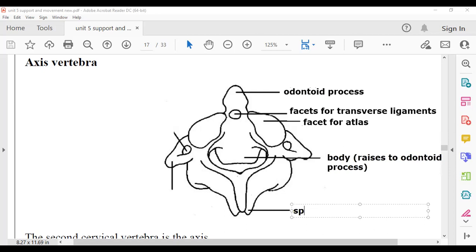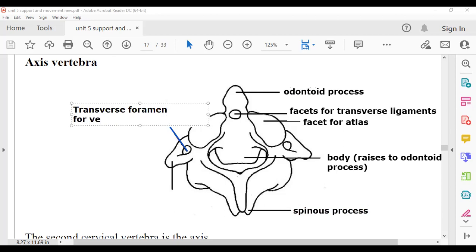This one? Spinous process. So here there is a spinous process, correct? In the atlas, there is no spinous process. And in this one? Transverse foramen for the vertebral artery. Transverse foramen for what? Vertebral artery. And finally, this one? Transverse process.